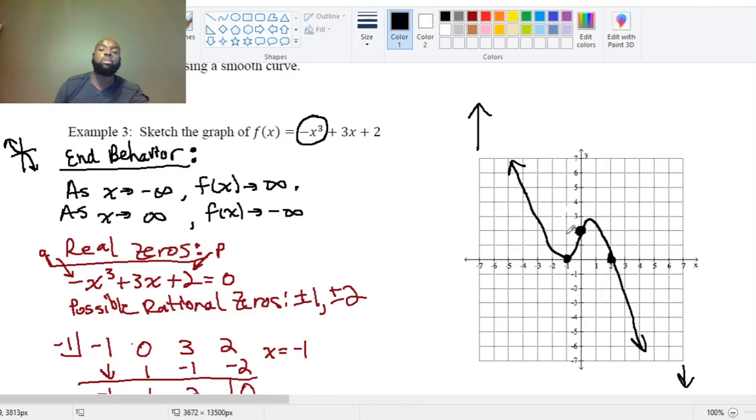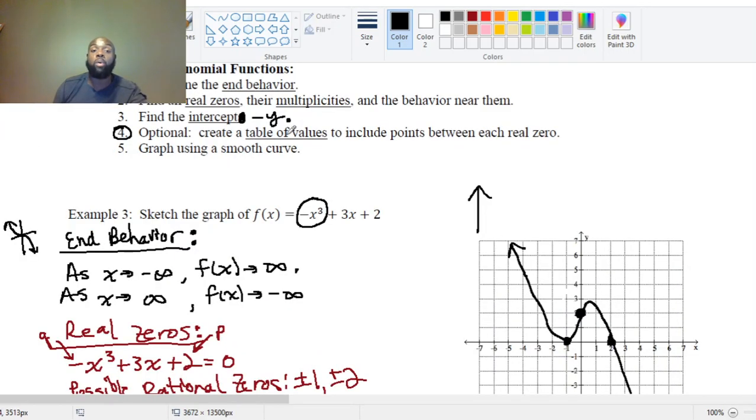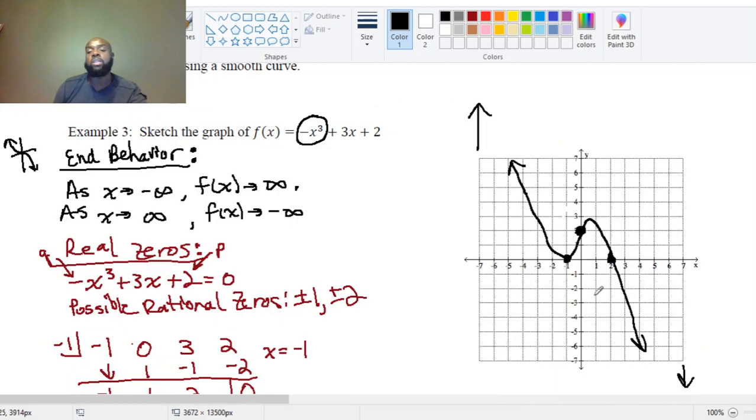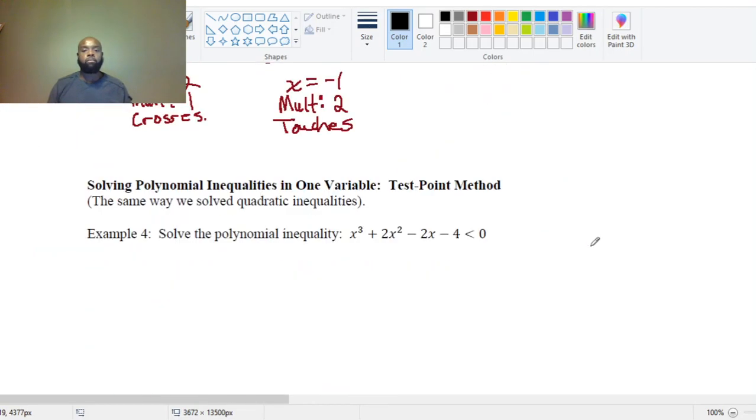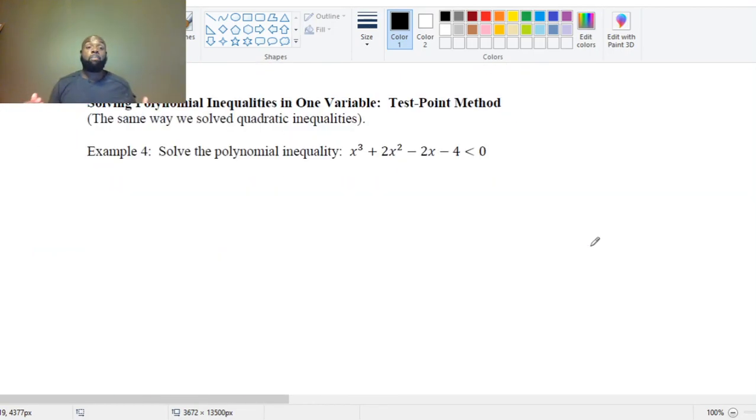We would need to know some calculus, or else plot some more points, that means create a table of values, to see how far up this may go, or if it went up between -1 and 0 past y equals 2 to get back to that point, and then went down. We don't know that with the algebra that we have, but this gives us a pretty good depiction of what this graph would look like. So that's graphing polynomial functions.